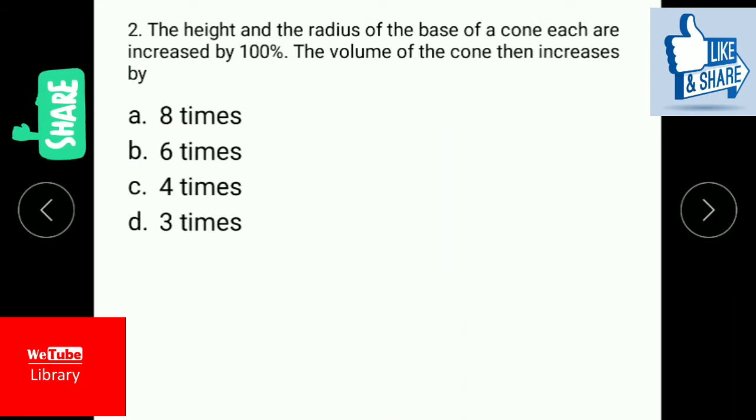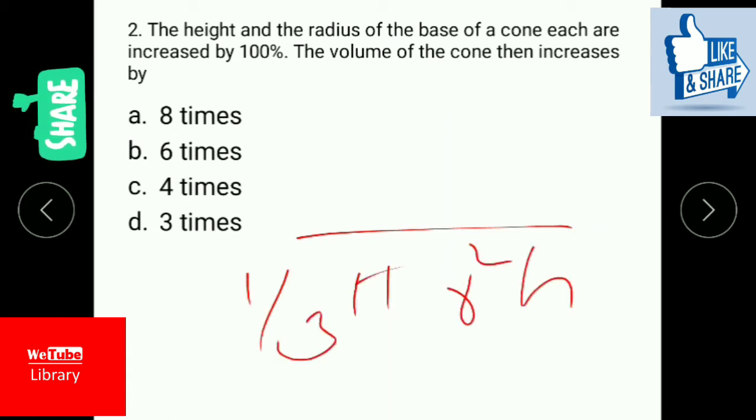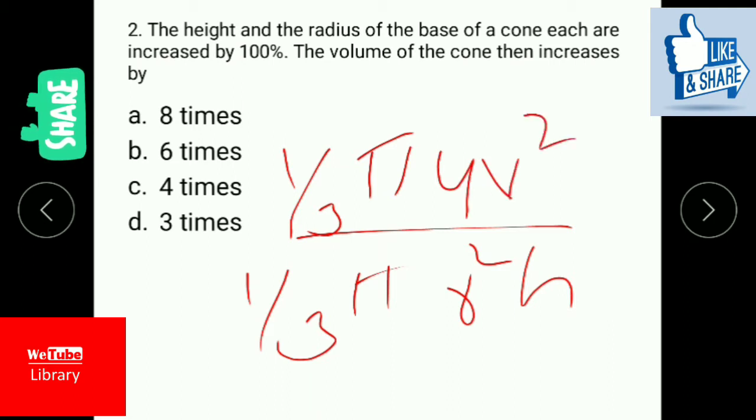The height and radius of the base of a cone are each increased by 100%. The volume of the cone then increases by... We have to know the formula of the cone. It is 1 by 3 pi r square h. When it is increased by 100%, r becomes 2r, 2r square is 4r square, and h becomes 2h. If you solve this, 1 by 3 pi cancels out, r square cancels out, h and h cancel out, and you will be left with 4 into 2, which is 8 times. This is the right answer.